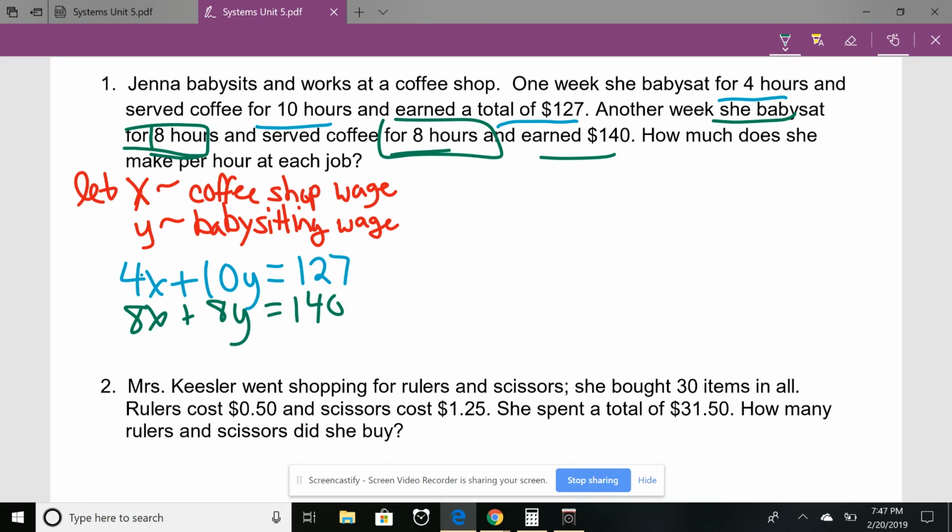Okay, so we have our system of equations now. We look at the coefficients. None of them cancel right away, but what we can do is multiply the top by -2 so that we get negative 8x and 8x to cancel. So I'm going to distribute a -2 to all three terms. So we get negative 8x minus 20y is negative 154. No, I'm sorry, 254.